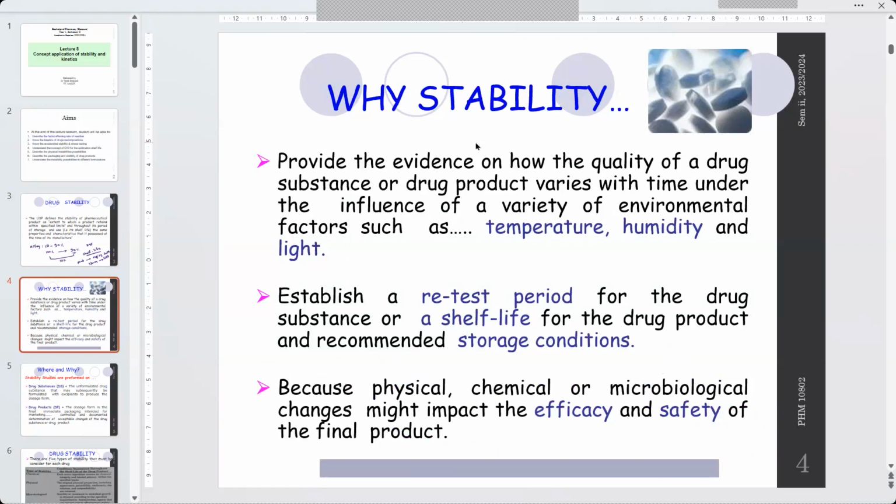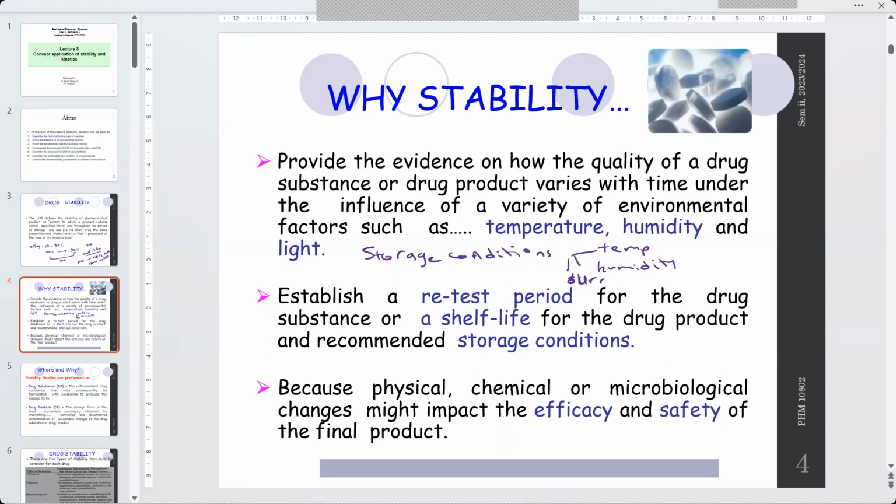Okay, why do we need to do stability studies? Because it will provide evidence on how the quality of a drug substance or drug product varies with time under the influence of a variety of environmental factors such as temperature, humidity, and light. Based on this, we can recommend the suitable storage conditions where the drug will remain stable. Storage conditions here, we can recommend the appropriate temperature for storage, the appropriate humidity, and the duration.